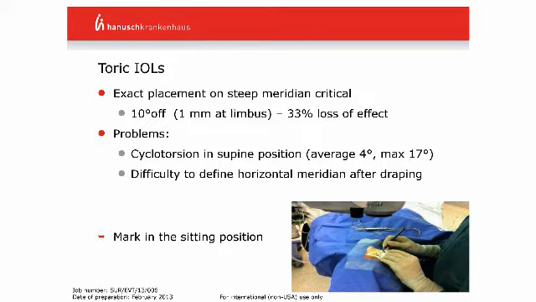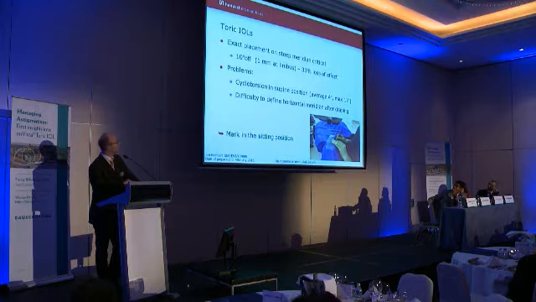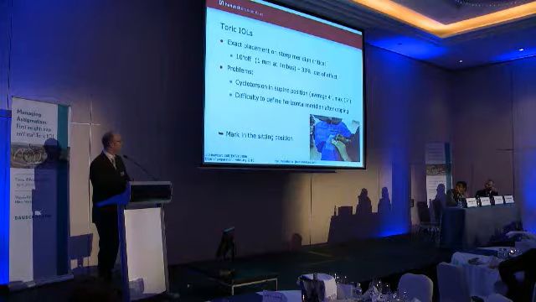So obviously exact placement is critical. Now one of the problems is cyclotorsion, which has already been described, and on average that's about 4 degrees. And actually there are outliers in the literature which go up to 17 degrees. And also, even if you think that the patient may not have cyclotorsion, or you don't care about cyclotorsion, if you don't mark the patient beforehand, you have a problem, because usually the patient will already be draped, and then you have to actually align the lens or align the horizontal. It's actually not even easy to say after draping, what is the horizontal in this patient?